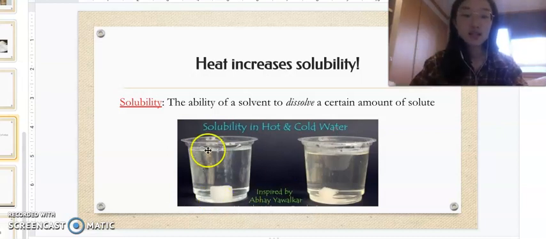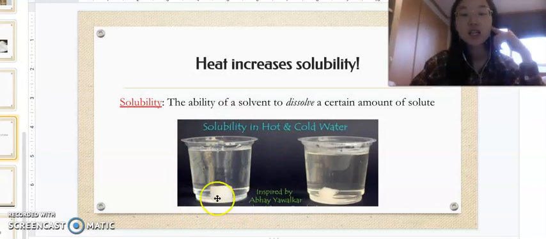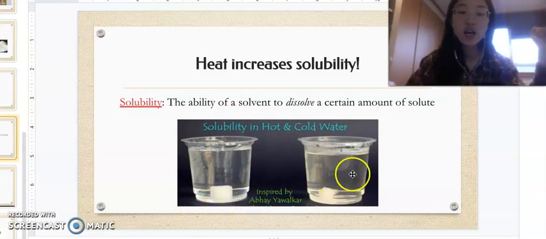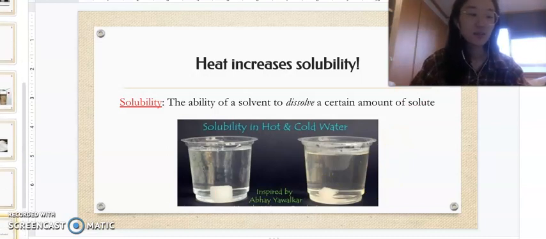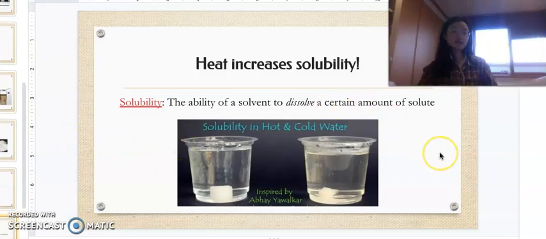As you can see here, this is the cold water. The sugar is just sitting there, just chilling. It's like, no, I'm not going to get out of here. And over here is the hot water. The sugar is like, it's so hot, and it's dissolving. So that is basically what it means when it says that heat increases the solubility.